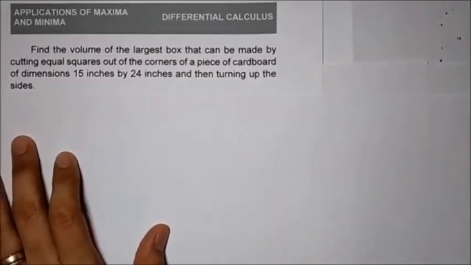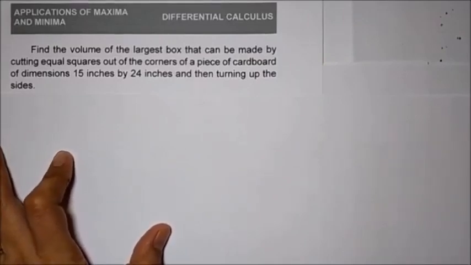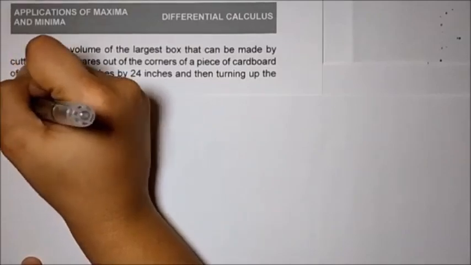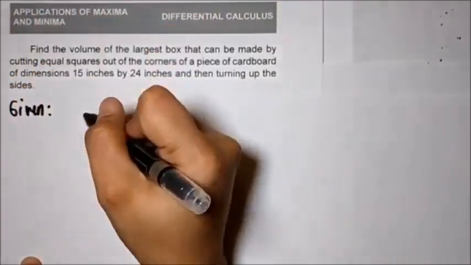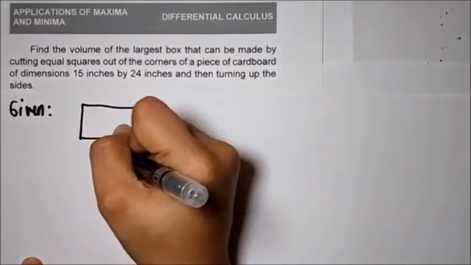Okay, so another given for optimization problems. Find the volume of the largest box that can be made by cutting out equal squares of the corners of a piece of cardboard of dimensions 15 inches by 24 inches and then turning up the sides. So we have a piece of cardboard and the dimensions of that cardboard is 15 inches by 24 inches. So this is 15, this is 24.